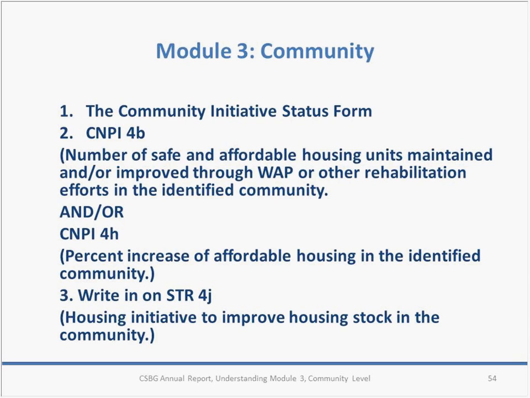But then they looked at the fact that they had targeted certain communities, and that's why we're asking for the initiative form to identify the communities. They were able to then say, in this community, this is the percent of increase of high quality, affordable housing in this identified community. As you put in your strategies, your strategy would be, for example, strategy 4, housing initiative to improve housing stock in the community. Those are the places on the form that you would use.